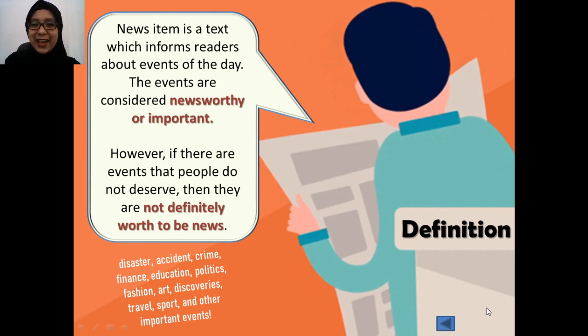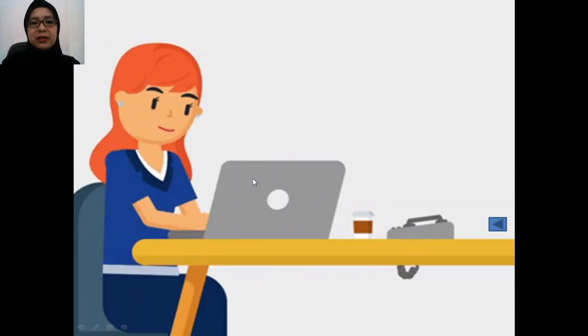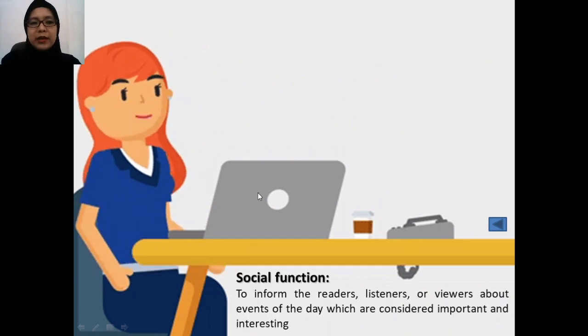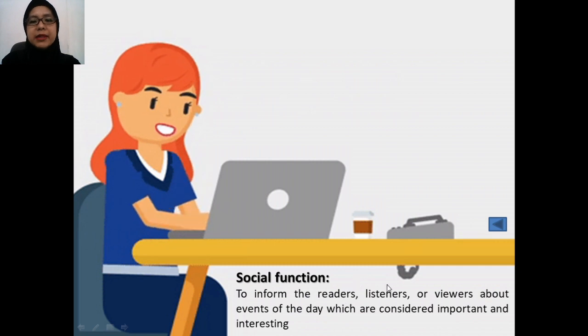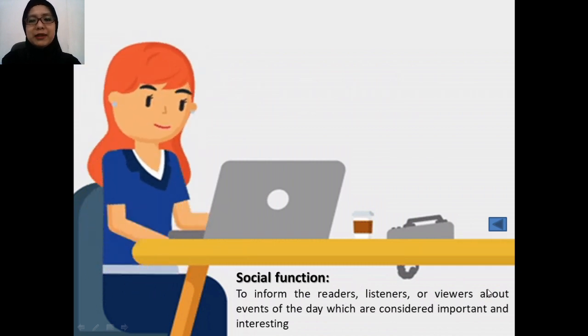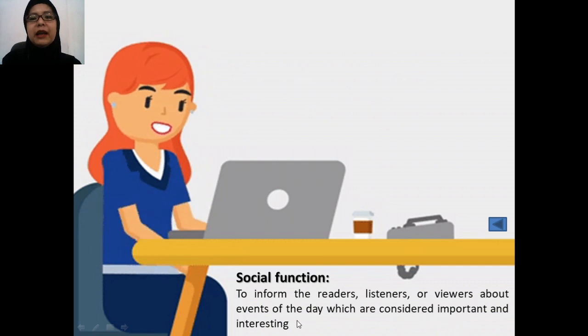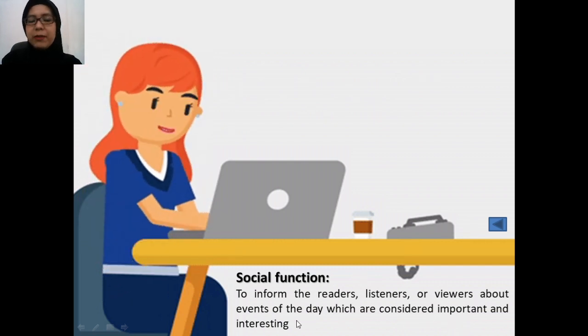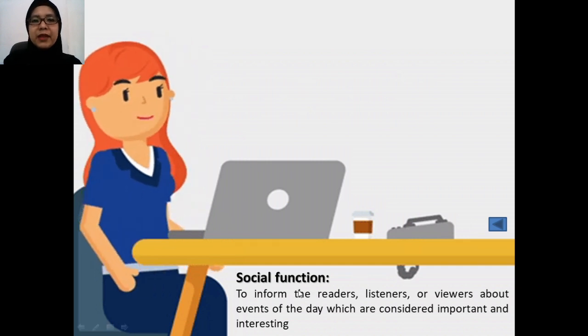Oke, sudah jelas ya? Oke, kita maju ke yang berikutnya yaitu social function and generic structure. Nah, ini untuk dihafal ya, untuk diingat, untuk dipahami. Well, the social function is to inform the readers, untuk menginformasikan pembaca, pendengar, atau pemirsa tentang kejadian di hari tersebut yang dianggap penting atau menarik. Ya, itu sudah pasti, sudah jelas. Ada kaitannya dengan definisi yang tadi ya.